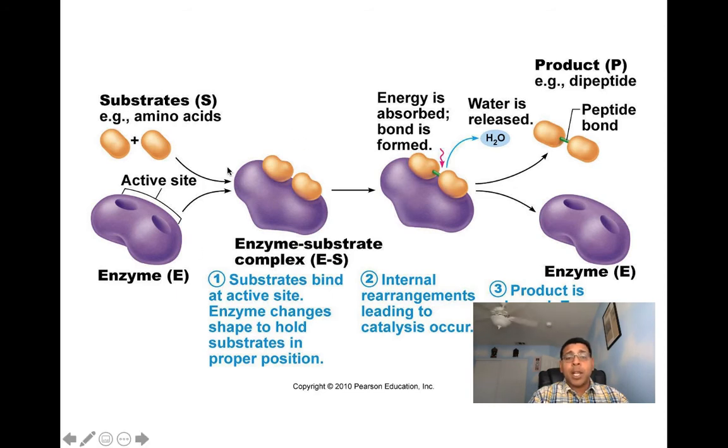The enzyme then changes shape. It changes shape to hold the substrates in their proper position. Second, then, the enzyme substrate complex undergoes internal rearrangements that form the products. And then step 3, the enzyme releases the products of the reaction.